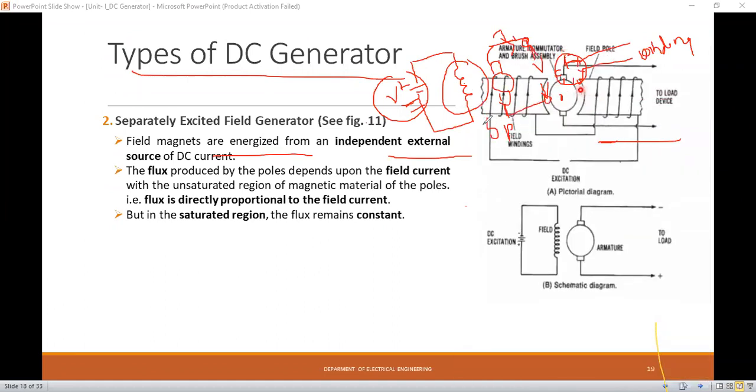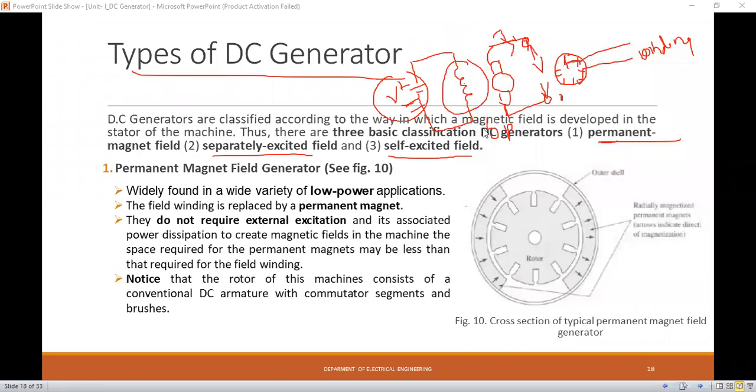So the self-excited DC generator is nothing but a machine whose field winding is excited by the current generated by the generator itself. म्हणजे जनरेटर मध्येच जनरेट होणारा जो काही करंट असेल, so this current is provided to the field winding, or it is fed to the field winding for excitation. So these types of generator are called self excited DC generators.